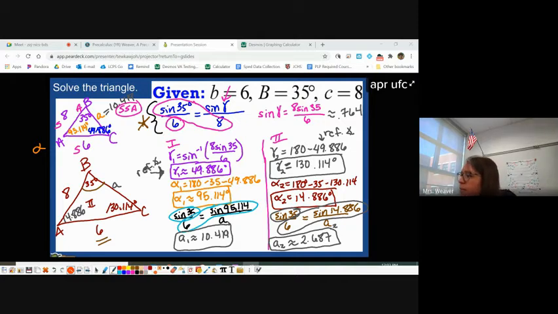Okay, so we're going to pay attention to what information is given. If we're given a side-side angle, we're going to remember, don't be a donkey. There are two options, and we're going to consider the fact that there might be two options. All right, let's try another problem.